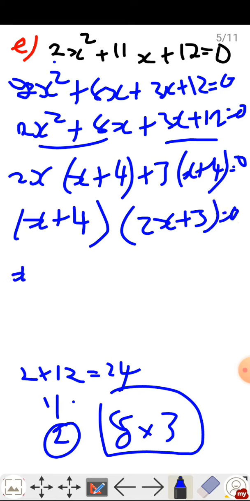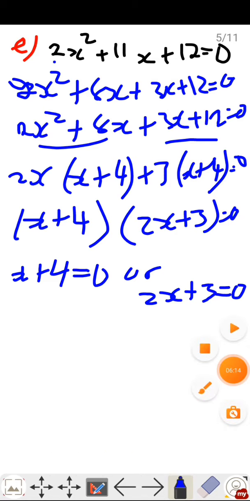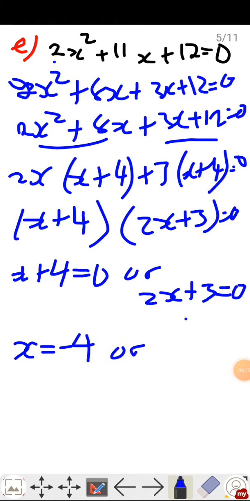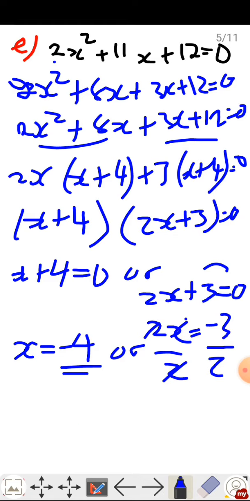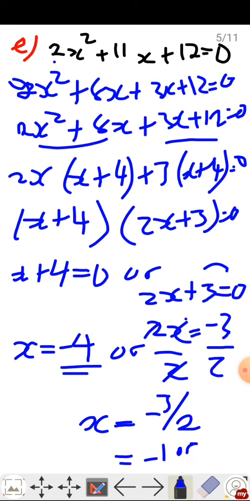Okay, so x plus 4 equals 0, or 2x plus 3 equals 0. Sorry, I'm going to write this side because I don't have space. Okay, so here our x will be minus 4. We're done with this. So now we'll solve the other one. The 3 should go to the other side, so it will be negative. Okay, so now we divide 2 both sides. Okay, so our x will be minus 3 over 2, which is also minus 1.5. Okay, so our x is minus 4 or minus 1.5.